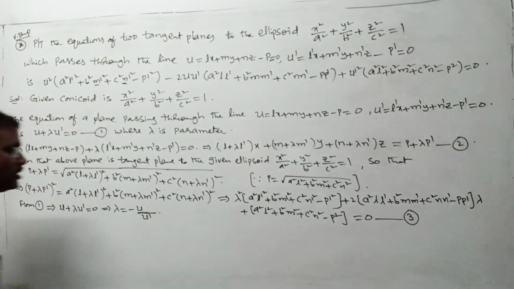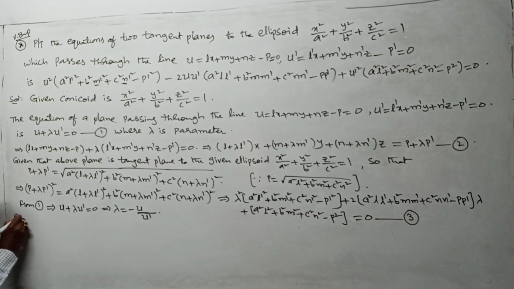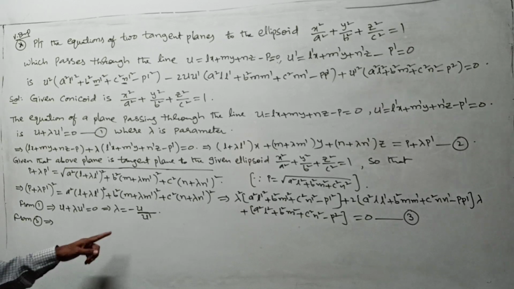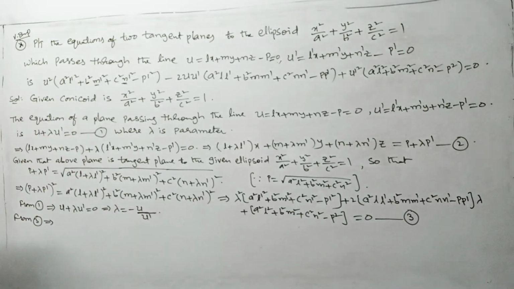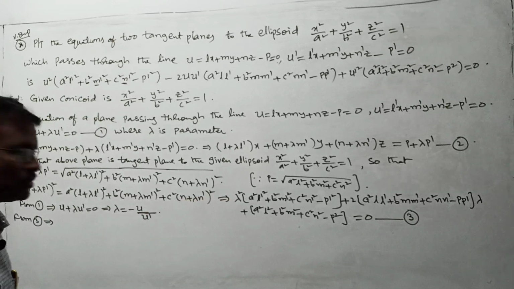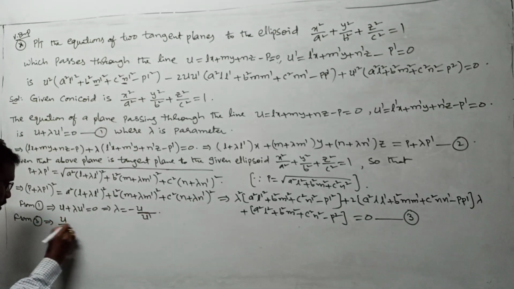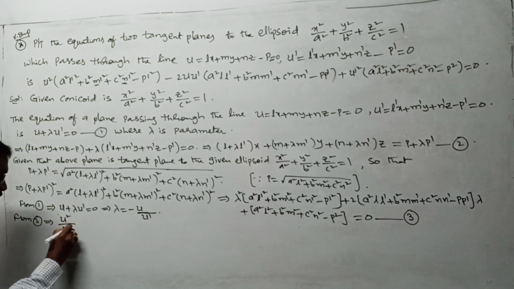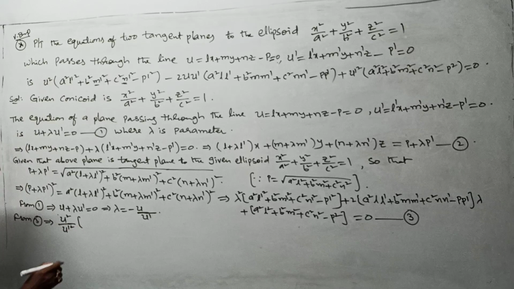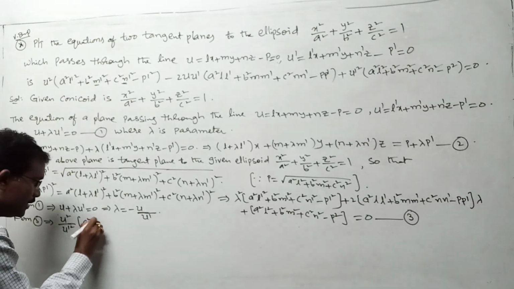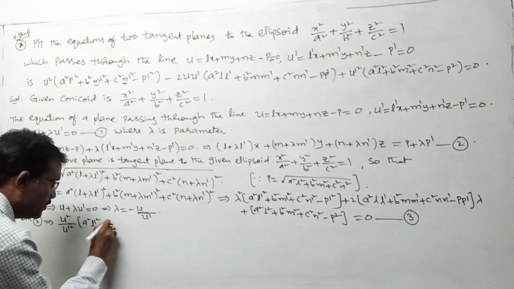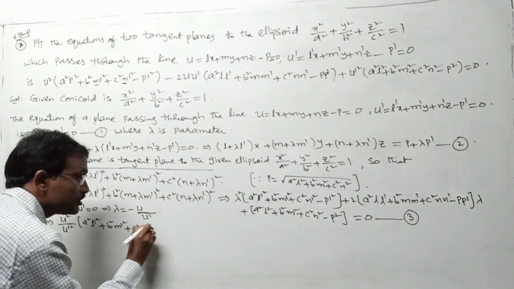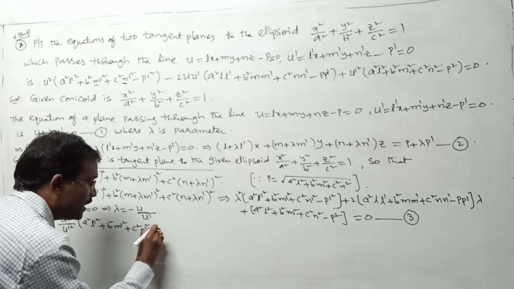Substitute this in number 3. From 3 implies, lambda replaced with this one. Minus whole square becomes positive only. It is u by u dash whole square, otherwise u square by u dash square I am writing, into a square l dash square plus b square m dash square plus c square n dash square minus p dash square.